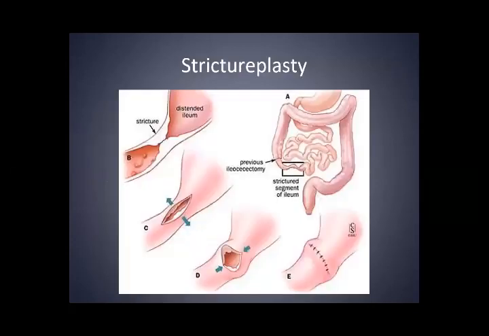This is another picture of strictureplasty. That is once you have a stricture formation, especially in Crohn's disease. This is a very bad patient presenting with nausea, vomiting, abdominal distension, and intestinal obstruction. You can do the strictureplasty.